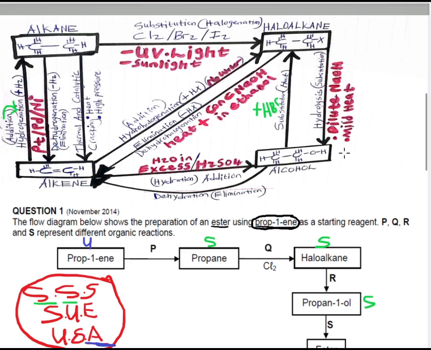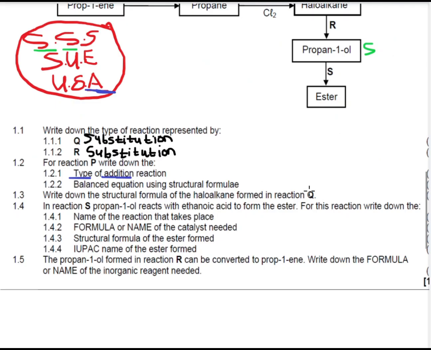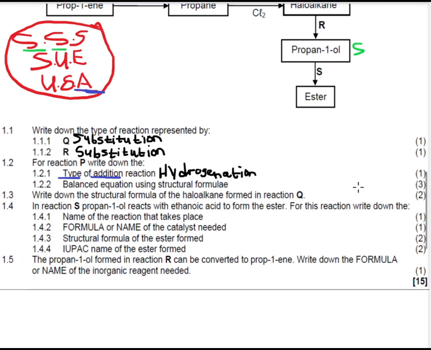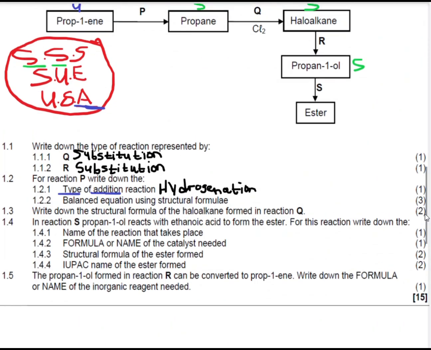We have said it's hydrogenation. Let's write it down. So the type of addition reaction is hydrogenation. Let me write it down here. Hydrogenation. And how many marks was that? It's only 1 mark, right? So we have that 1 mark in our pocket. So let's go to 1.2.2, the balanced equation using the structural formula for reaction P. So we are considering reaction P. Now they want the structural formula, and that structural formula must be balanced. So I'm going to write the answer down here.